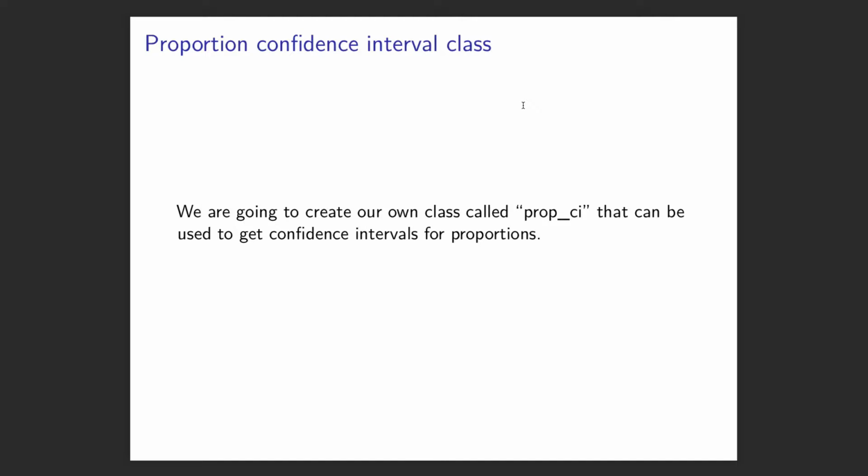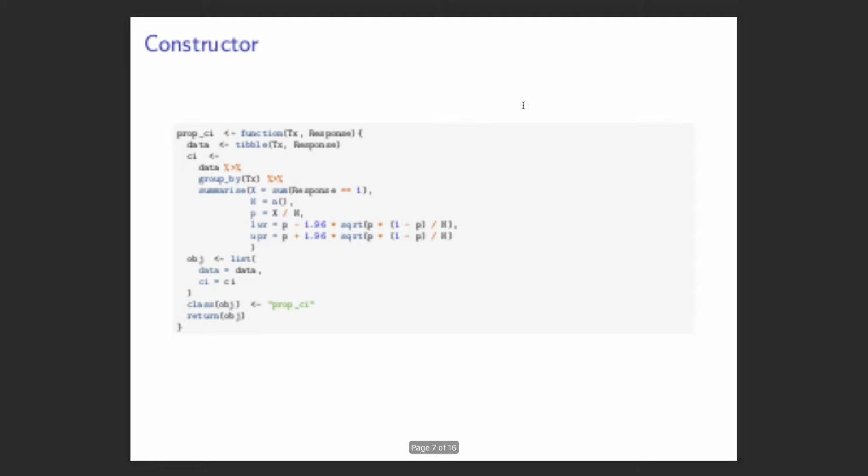So we're going to do this. We're going to create our own class called prop.ci, that's going to do confidence intervals for population proportions, using the sample proportion. So that's what we're going to create ourselves. We're going to create ourselves a new class. So first thing we're going to do is create a constructor. This is a function that will take a load of inputs, and this is going to create a list.